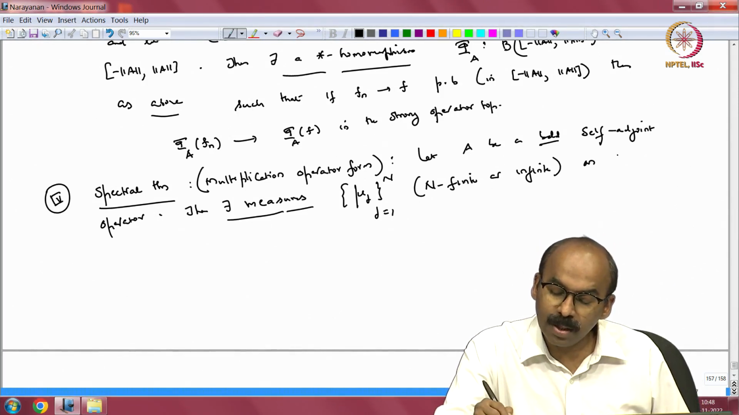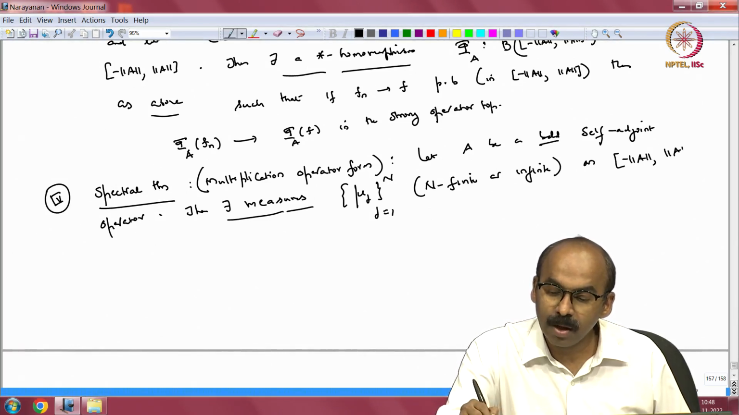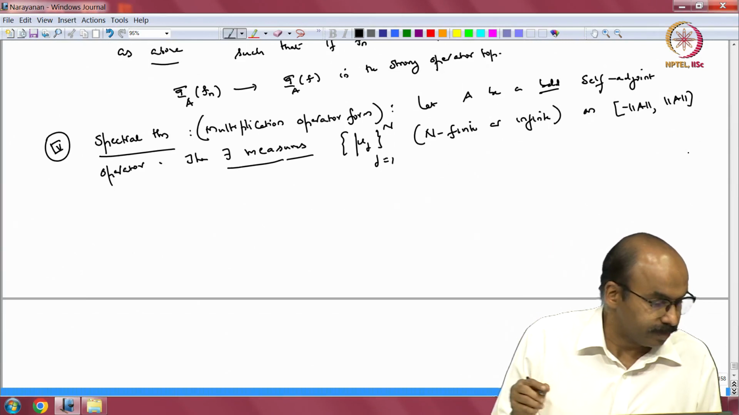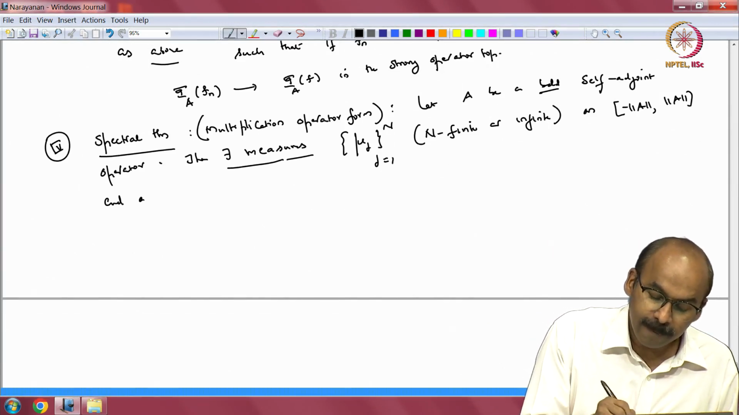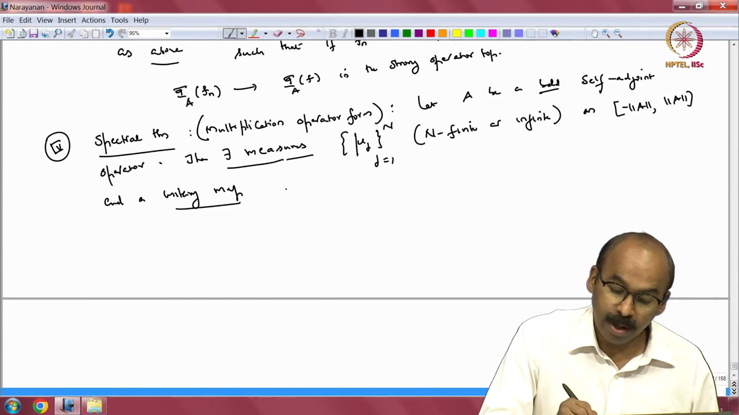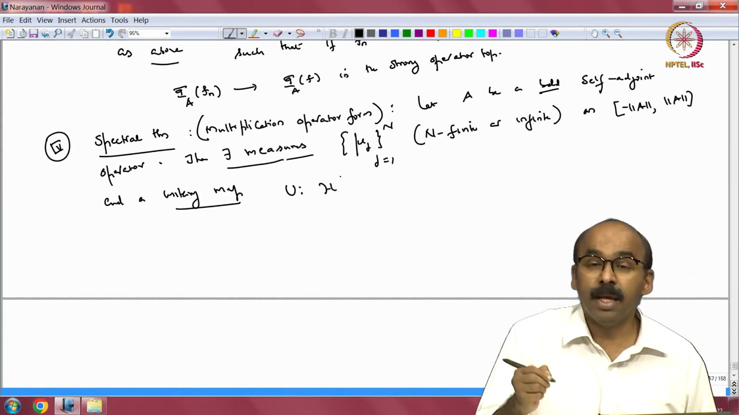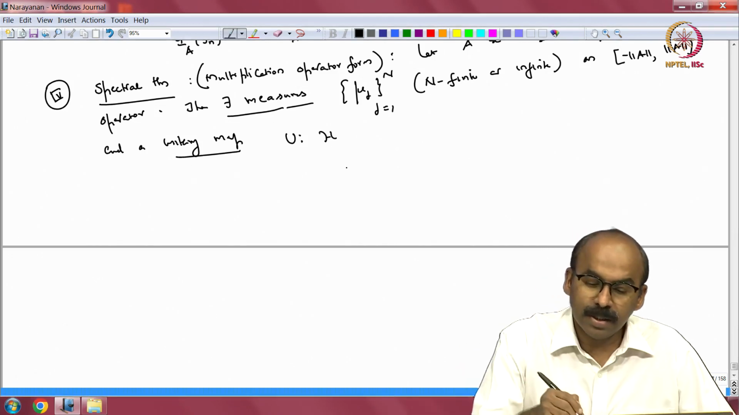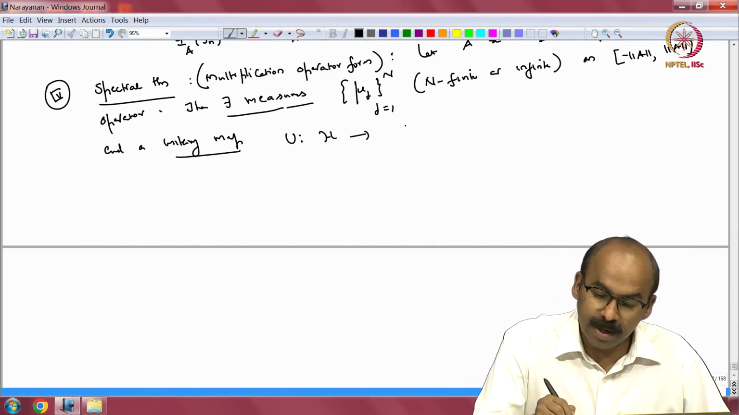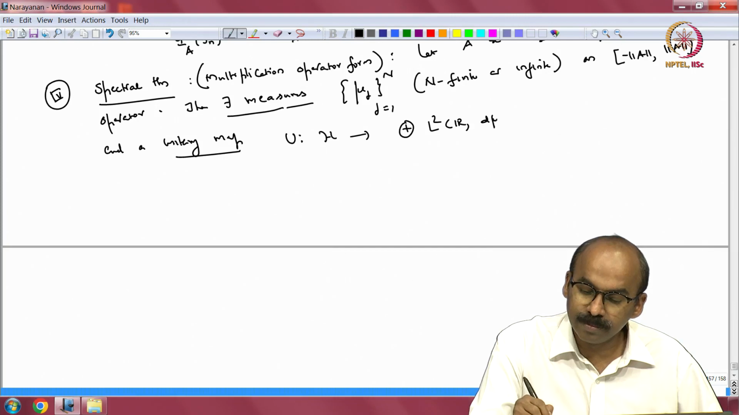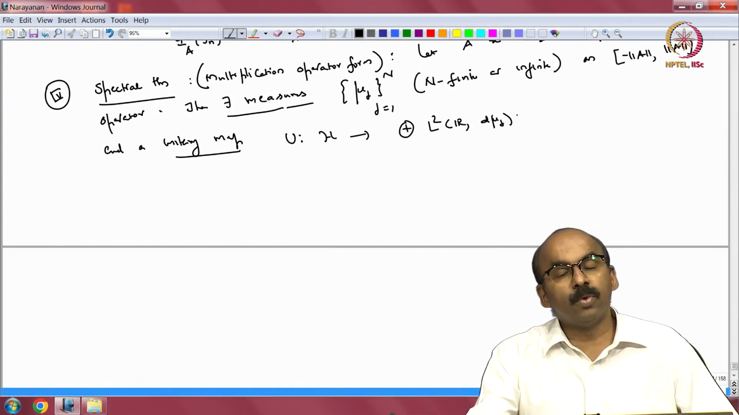Of course, all these measures are supported in this interval minus a to a, or more generally depending on how you write these measures on the spectrum, and a unitary map U from H. So, H is the Hilbert space on which A is acting, and A is a bounded operator there. In H 2, I have the direct sum of L 2 of R d mu j. So, each mu j gives me an L 2 space on the real line.